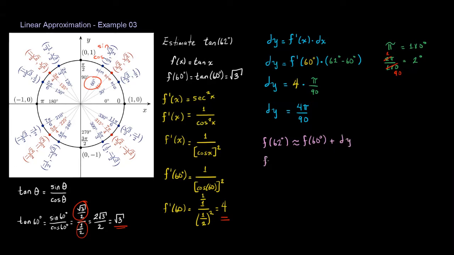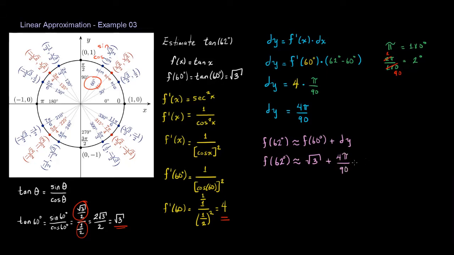So I'm going to write here f of 62 degrees is approximately equal to f of 60 degrees, which is equal to the square root of 3. It's a very ugly square root. The square root of 3 plus the dy that we already found, which is 4 times pi over 90.